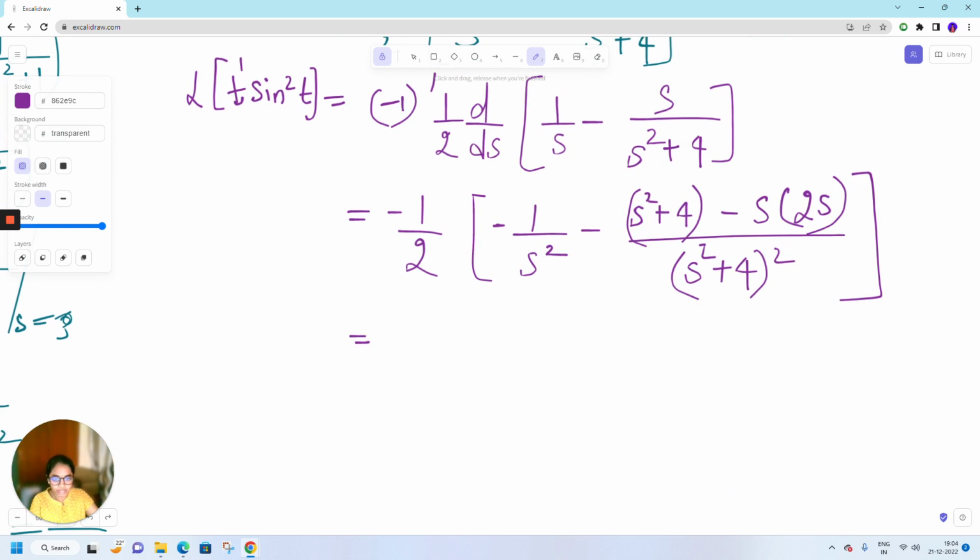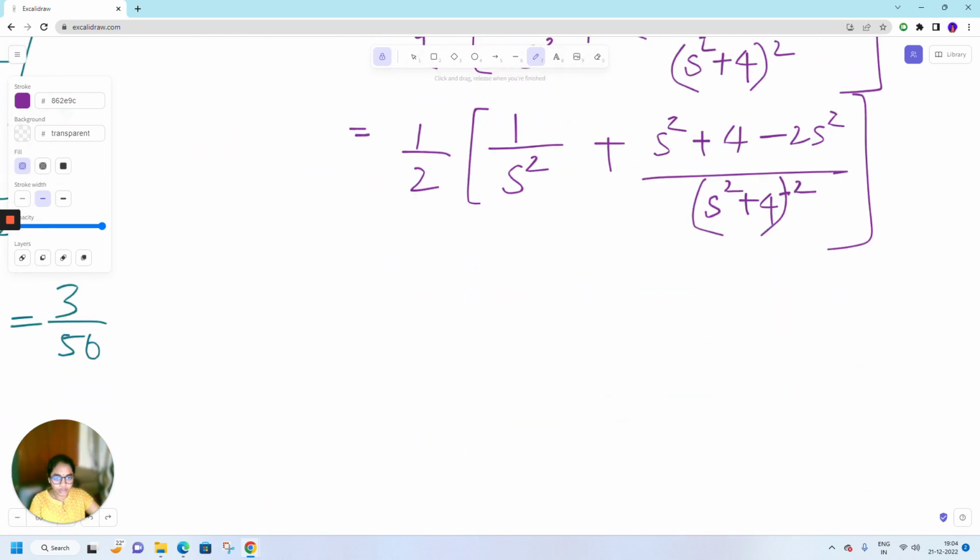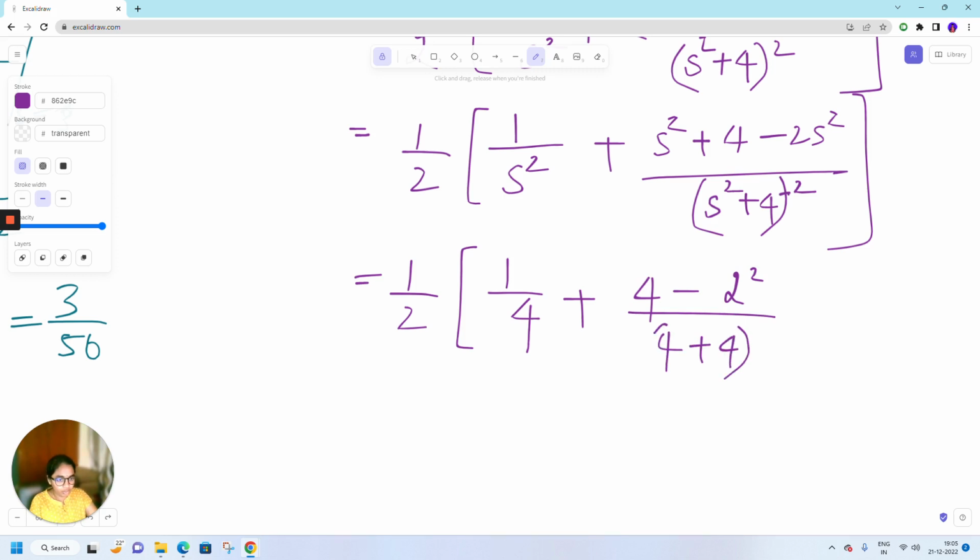Now, let me take a negative, I can cancel all these. It would become plus. So 1 divided by 2 into 1 divided by s square plus s square plus 4 minus 2s square divided by s square plus 4 the whole square. Okay, from the question, what is the value of s that we have? We have it as 2. Let me substitute that 2 here. I would get 1 divided by 2 square, that is 4, plus, here I have s square minus 2s constant, so s square minus 2s would be minus s square. In place of s square, I'll substitute 2 square divided by 4 plus 4 the whole square.